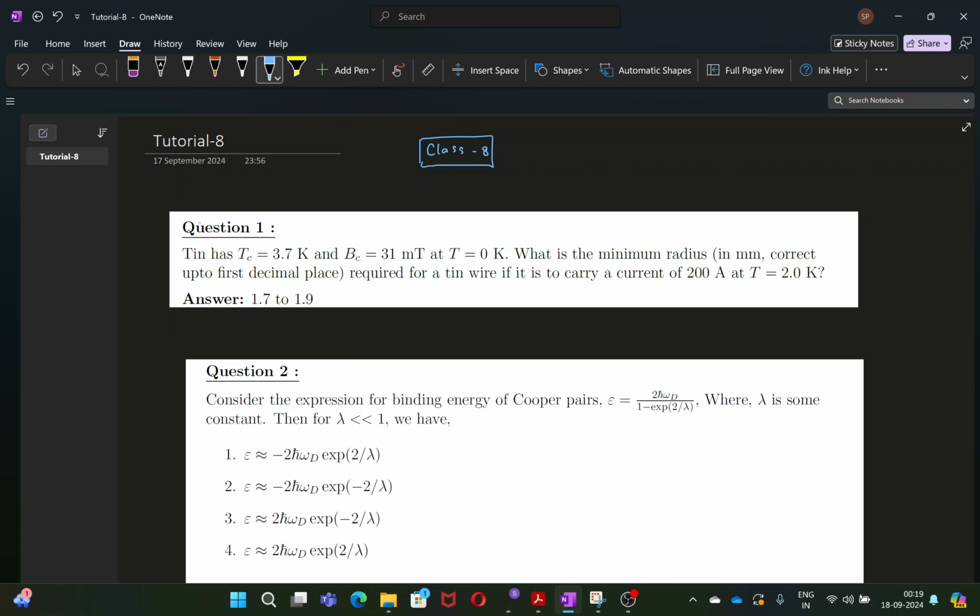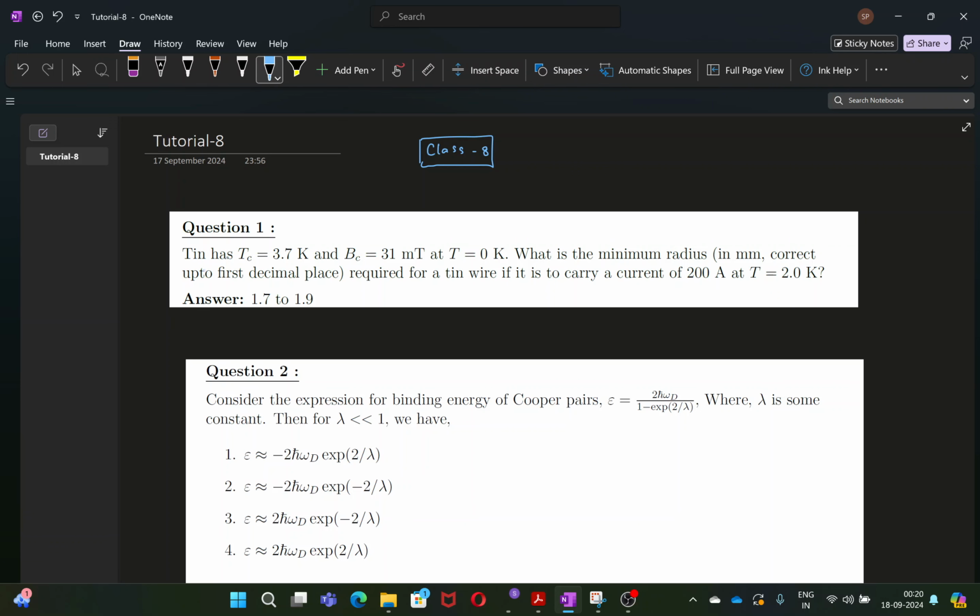Right. So question number 1 is: tin has Tc of 3.7 Kelvin and Bc of 31 millitesla at T equal to 0 Kelvin. Then what is the minimum radius in millimeter? You have to calculate the radius in millimeter, correct up to first decimal place. Then you have to calculate what is the minimum radius that is required for a tin wire if it is to carry a current of 200 ampere at T equal to 2 Kelvin.